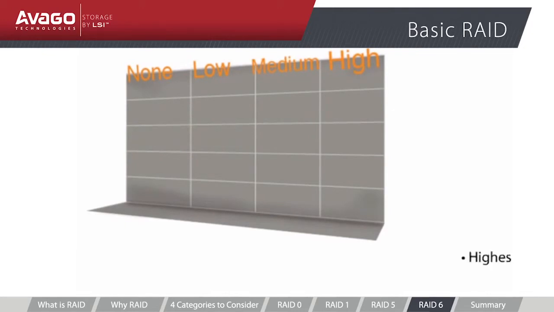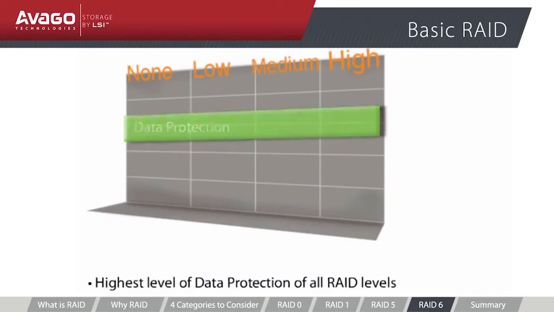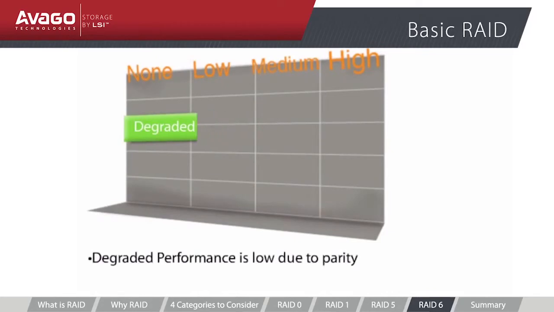Data protection. Of all the standard RAID levels, RAID 6 provides some of the highest level of data protection and tolerates up to 2 drive failures regardless of which drive is affected. Degraded performance is low, just like in RAID 5. The low rating is due to the complex parity calculations required when a drive fails.